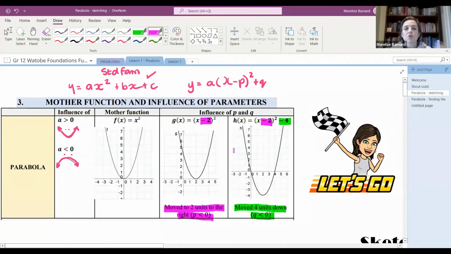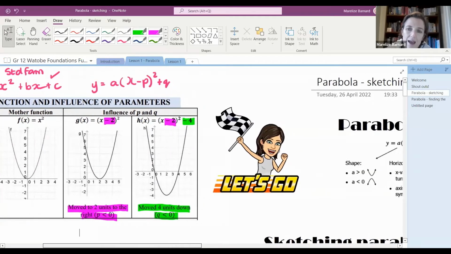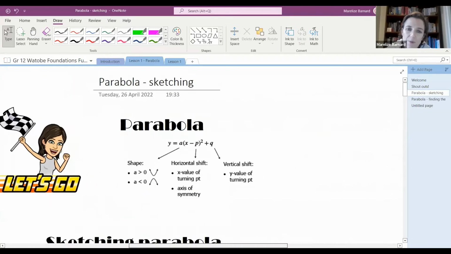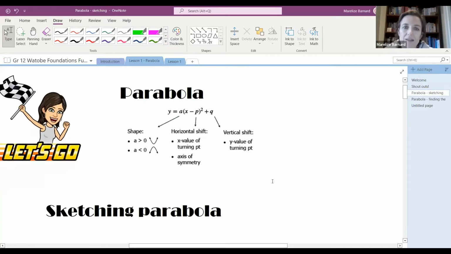Okay, so that's just in terms of how the graph can be shifted, and how I interpret the values of P and Q when the graph is shifted. Okay, so that's just some of the basic ideas, and we're going to start today just by sketching parabolas. So here I've just repeated the equation of the parabola in turning point form, and what the different values mean, P being the horizontal shift and Q being the vertical shift of the parabola.